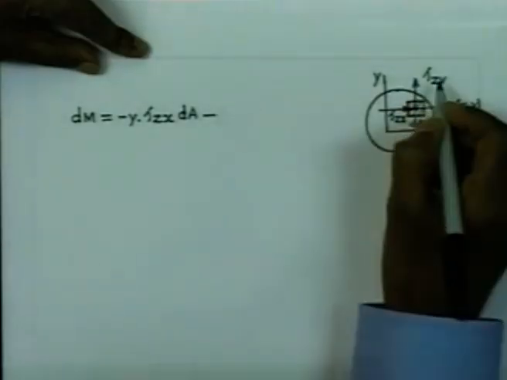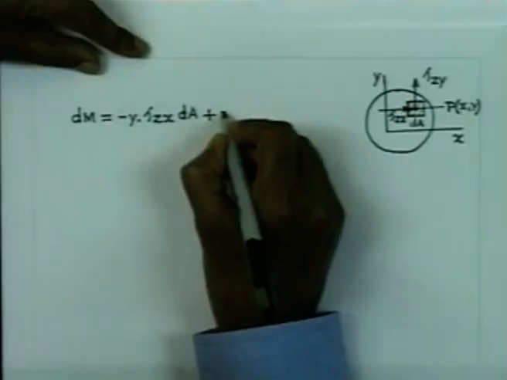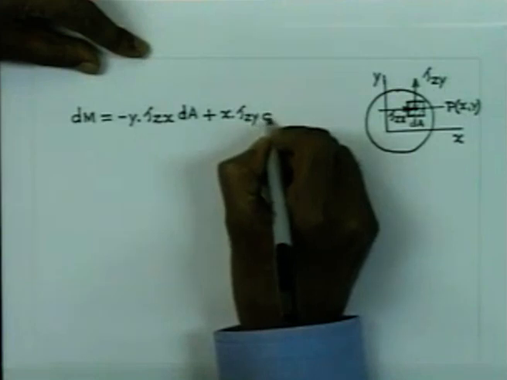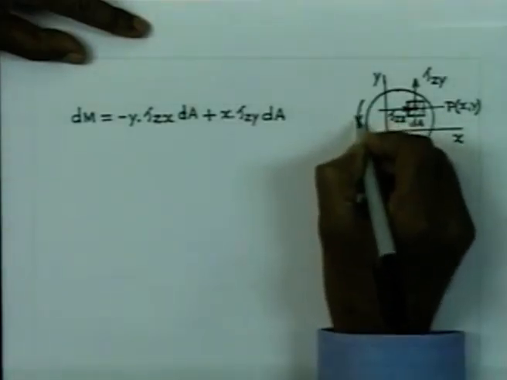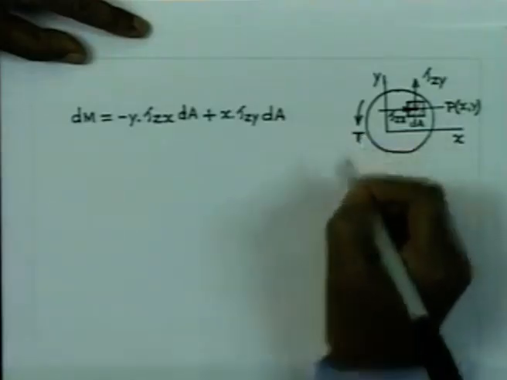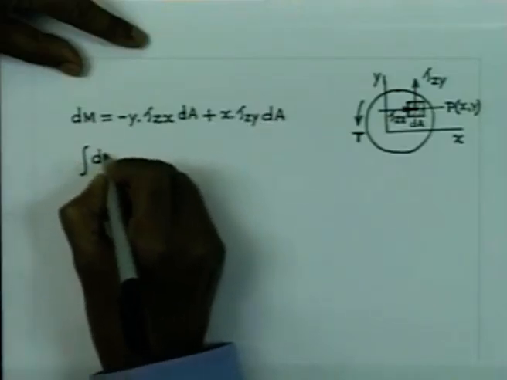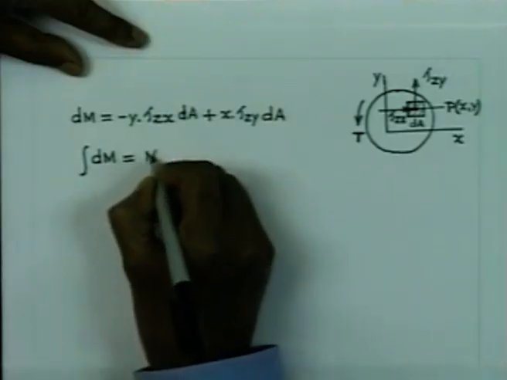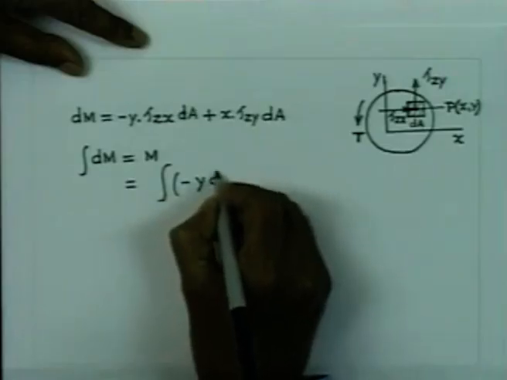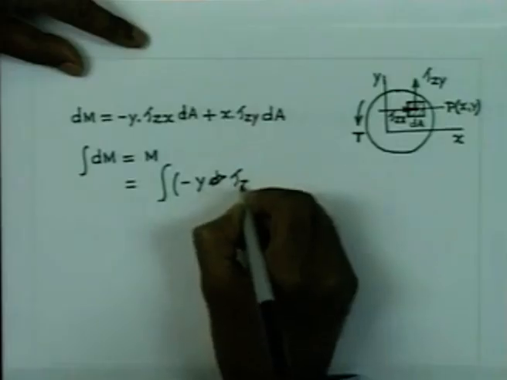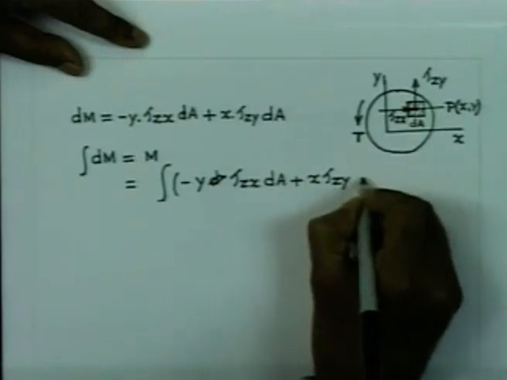Then the moment due to tau zy into dA, that is going to be anti-clockwise, and the moment arm is x. So, therefore, we will have x tau zy into dA. So, this is the elemental moment. Herein it is going to be in the direction of the applied torque, which is considered to be positive in the anti-clockwise direction. So, the total moment we can get by integrating this, and therefore, that is equal to m, and that is equal to integration of minus y tau zx into dA plus x tau zy into dA.